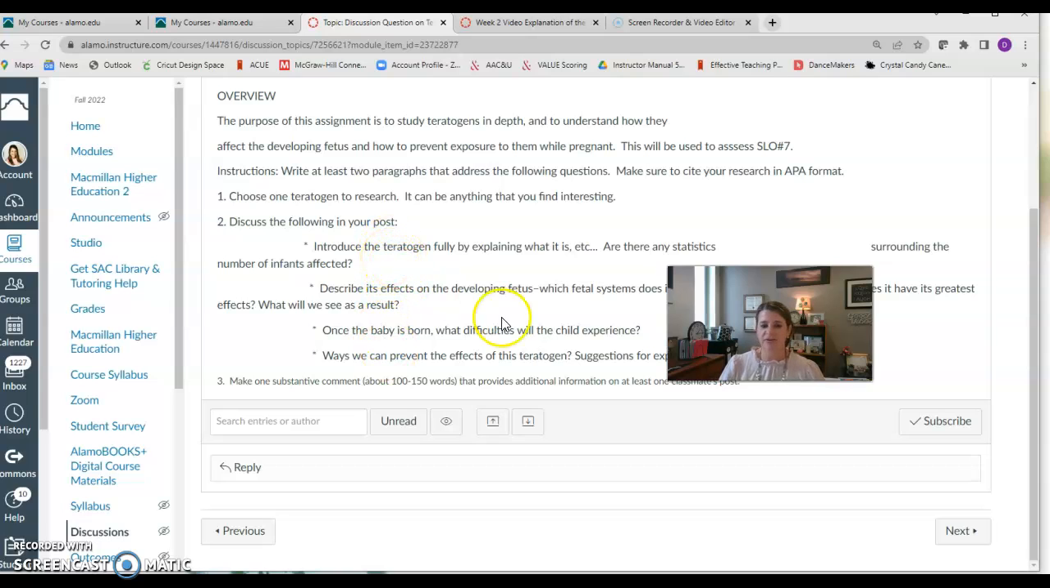So introduce the teratogen, describe its effects on the developing fetus. Once a baby is born, what difficulties might be experienced, and how can we prevent the effects of this teratogen, and any suggestions you have for expecting mothers around this idea of teratogens. So I'm looking for these questions to be answered. There's not a certain word limit. I suggest 2 paragraphs, but really it's mostly about providing this research.